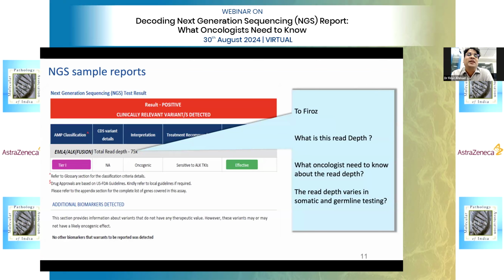Sir, technically, read depth and reads are the same. It is the number of sequences you are reading at that particular locus. For example, in this case, total reads were 100, so out of 100, how many? This is the same, correct, read depth.